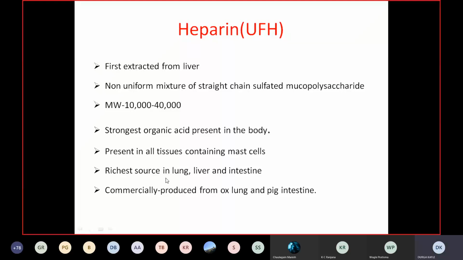Other sources are lungs and intestine. Besides the liver, we can extract it from the lungs and the intestine. Commercially, it is produced from ox lungs and pig intestine. So the preparations are obtained from ox lungs and pig intestine. But naturally, heparin is extracted from the liver. Mostly present in the liver.